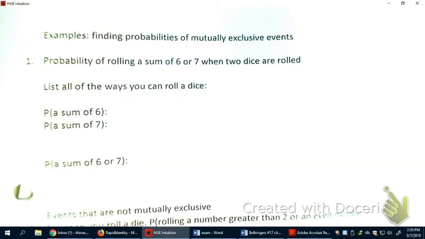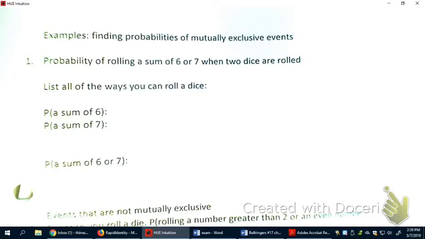Okay, so let's talk about the probability of finding a 6 or a 7. Sometimes you can't just look at the spinner and add up how many things add up to whatever it is and divide by the total. Sometimes you have to write out the sample space. And the sample space is a list of possibilities. So, first thing I want to do is list all the ways that you can get a sum of 6 when you're rolling dice.